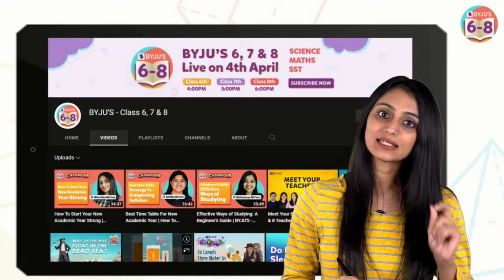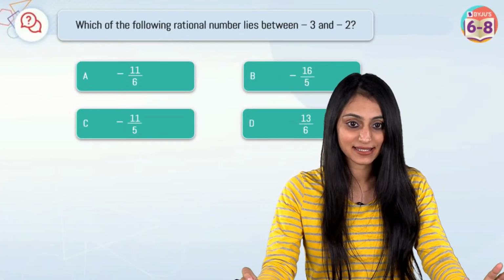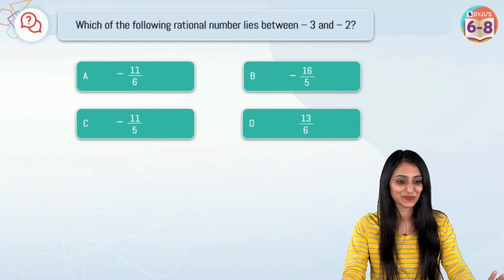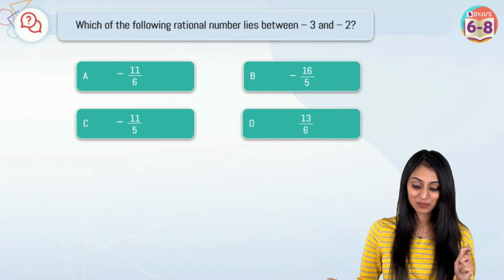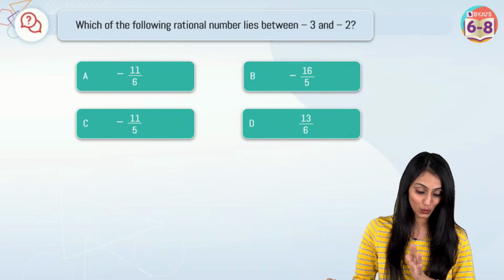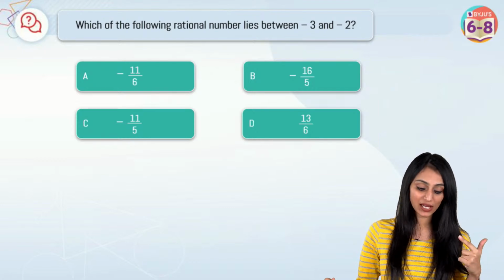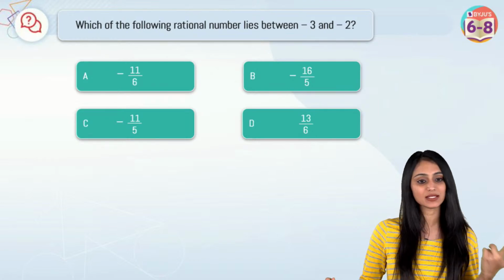Alright, so let's start off with the questions. So here is the first one. Yes, answer with full on energy. Wow, that's amazing, Papiya. Alright, so which of the following rational numbers lies between -3 and -2? You can see 4 options over here, right? So what do you think? Which rational number lies between these? Before we jump to the solution, quickly answer in the comment section.